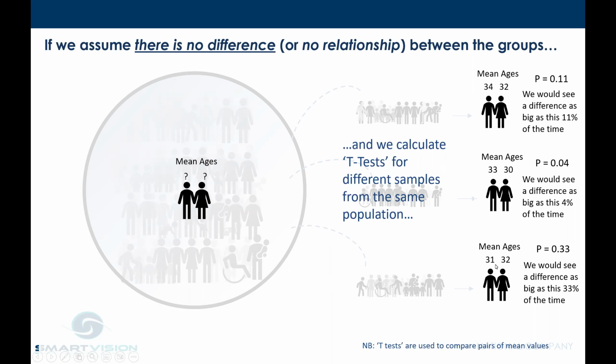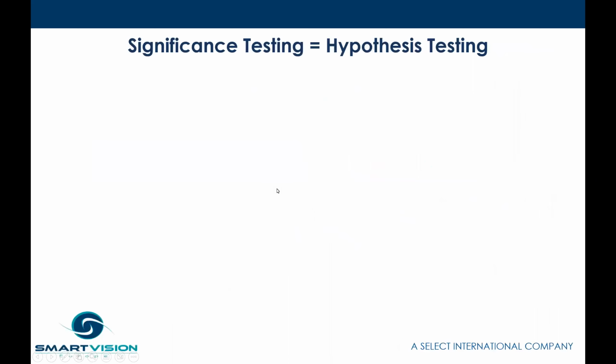Here we have a very small difference where actually women are 1 year older than men on average. Maybe this is a really small sample size. Here we would see a difference as big as this, in inverted commas, 33% of the time in a universe where the mean ages were exactly the same. So this is how we're making sense of these p-values. And we have to bear in mind that different samples and different sample sizes will result in different p-values.